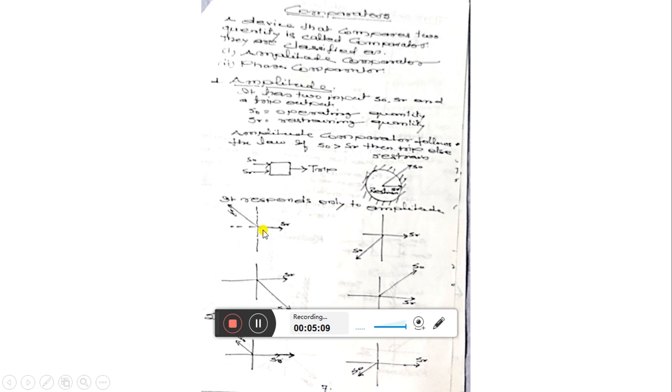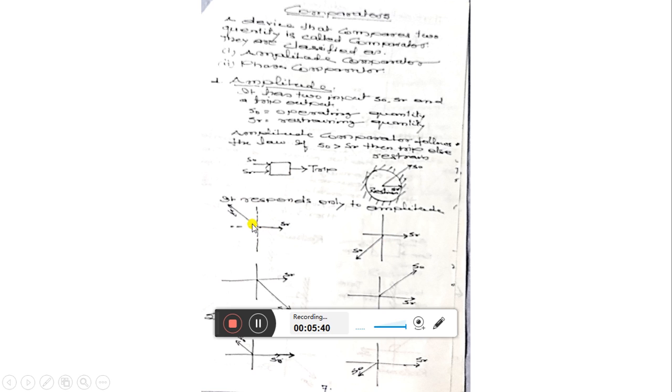How? Let us say this is the coordinate axis, this is the SR quantity, called the restraining quantity, and this is the SO quantity, called the operating quantity. What we see in this case is that the magnitude or amplitude of SO is greater than SR. So in this condition it will give a trip command. It means the relay output will be in trip command.